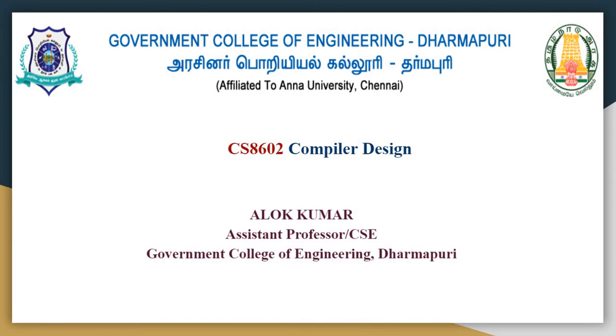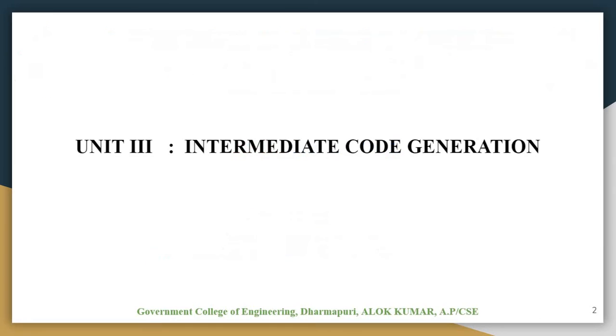So here we will see the third unit of compiler design, that is intermediate code generation. In this lecture we will see SDD, that is syntax directed definition, and with the help of examples we will see the different attributes, that is synthesized and inherited attributes. Okay, so now let's begin.